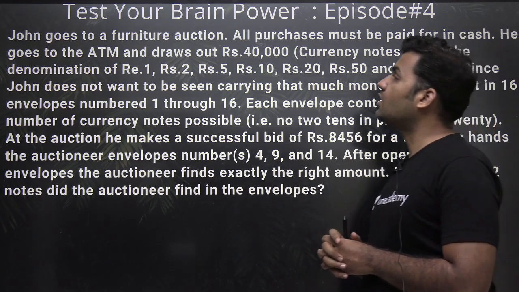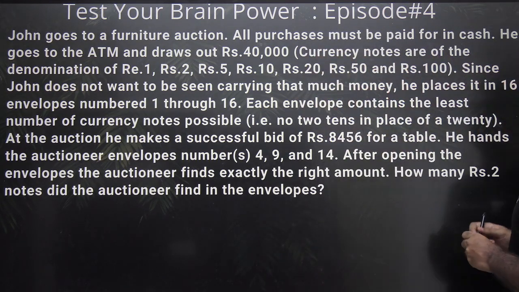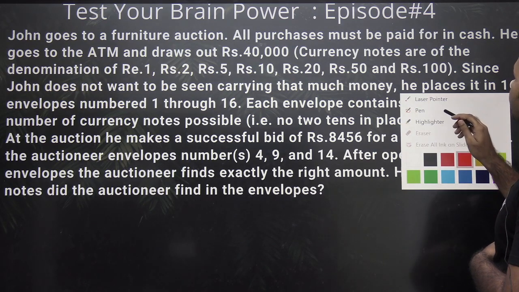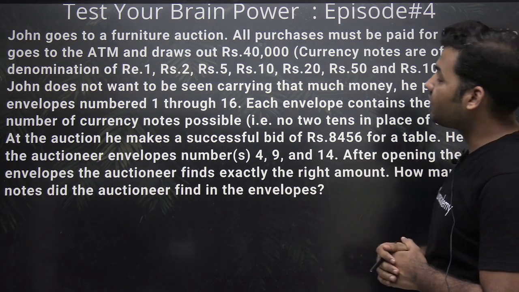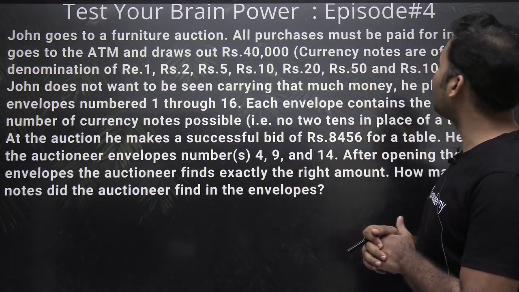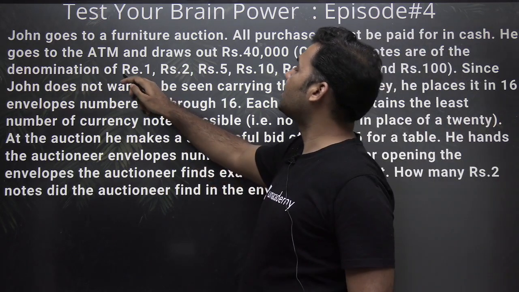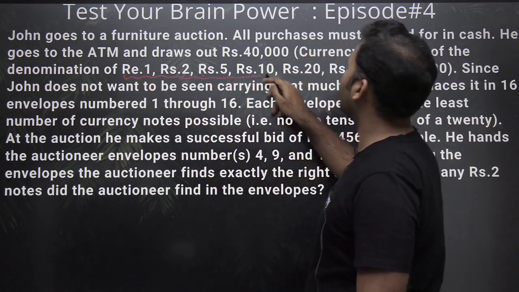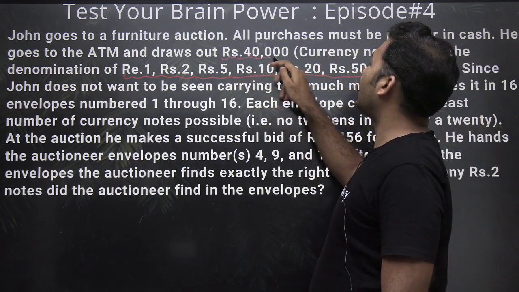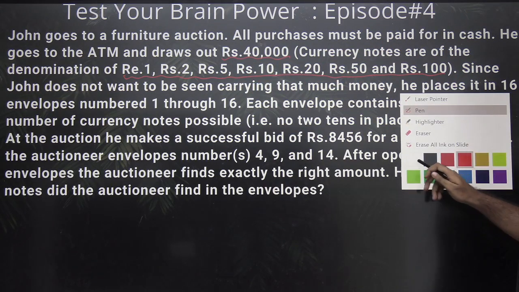Question says, John goes to a furniture auction. All purchases must be paid for in cash. He goes to the ATM and draws out rupees 40,000. Currency notes are of the denominations rupee 1, rupee 2, rupee 5, rupees 10, rupees 20, rupees 50 and rupees 100. So these are the denominations which have been given to John by the ATM for a total amount of 40,000 rupees. That's the main question here, right?